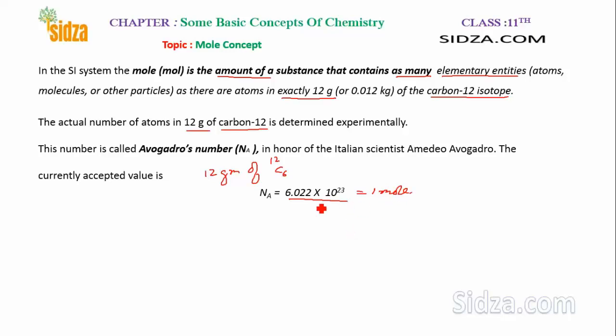Okay, so 1 mole is basically 6.022 into 10 power 23 particles. This number of particles is called 1 mole, right? And in 12 grams of carbon 12 isotope, we find 6.022 into 10 power 23 particles. Therefore, 1 mole of a substance is the amount of a substance that contains exactly the same number of particles as we find in 12 grams of carbon 12.